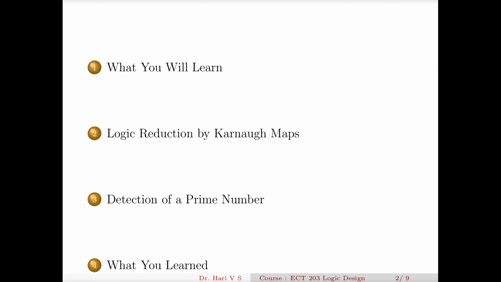The contents of this video are the learning outcomes, then simplification of logic expressions by Karnaugh maps, then one simple example, the design of a circuit for detecting a prime number, and then the summary of what you learned.